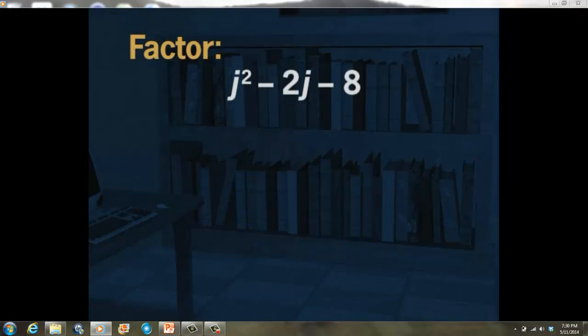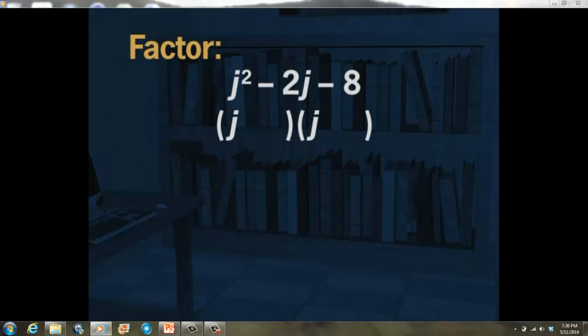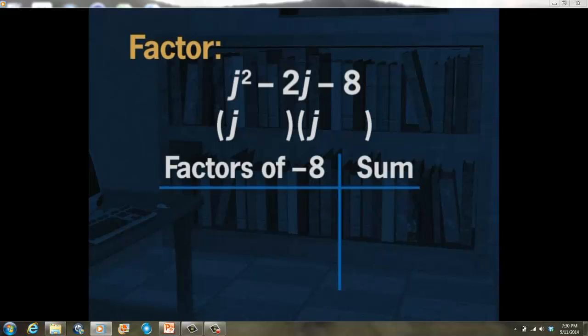Factor the expression j squared minus 2j minus 8. j times j is j squared. This time, we're looking for constant terms whose product is negative 8 and whose sum is negative 2. What do we know about the signs of two numbers when their product is negative? We know they're different. One positive and one negative. Right. So pick pairs of factors with different signs.